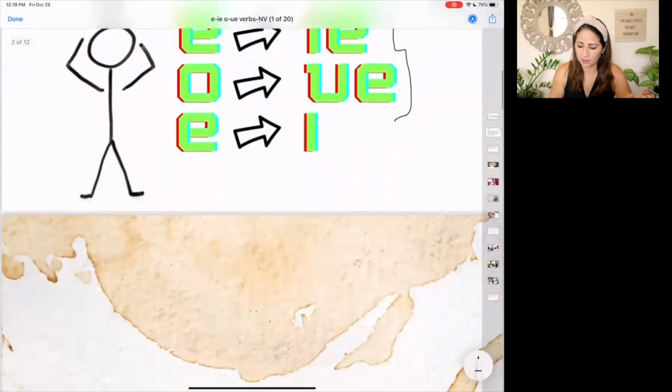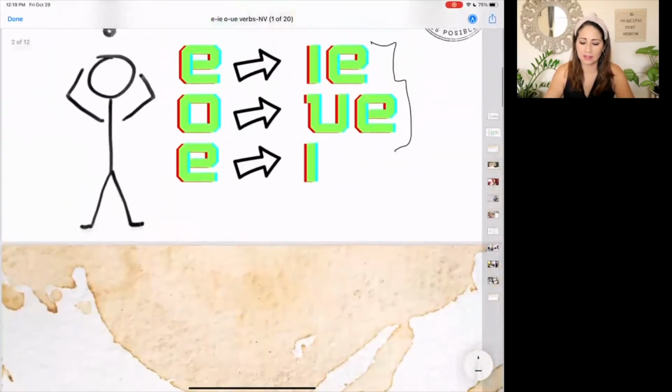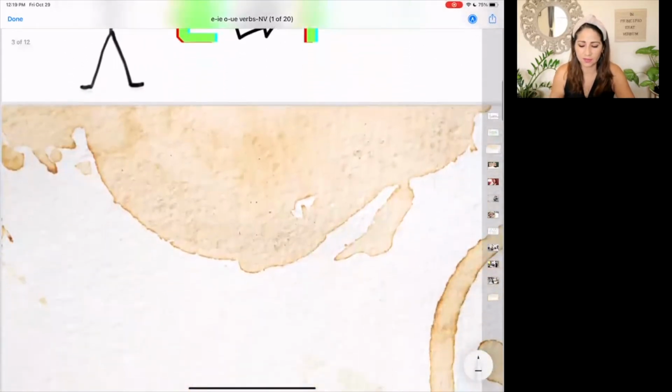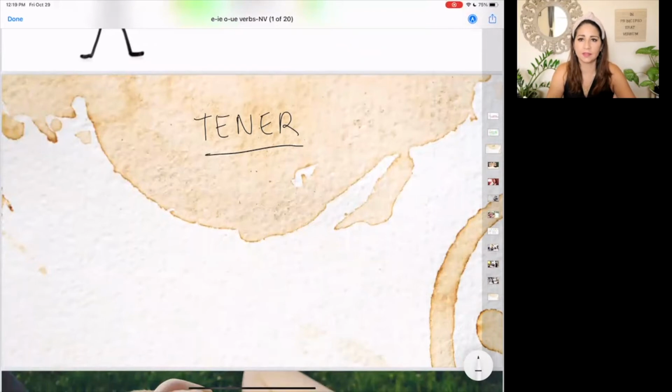Okay, so I said we have already seen an example of verbs that are stem changing verbs, and I'm talking about the verb tener, which has an E in the stem that switches to IE. So let me refresh your memory. The verb tener means to have. So when we say I have, the stem change doesn't happen, but it happens in the other forms.